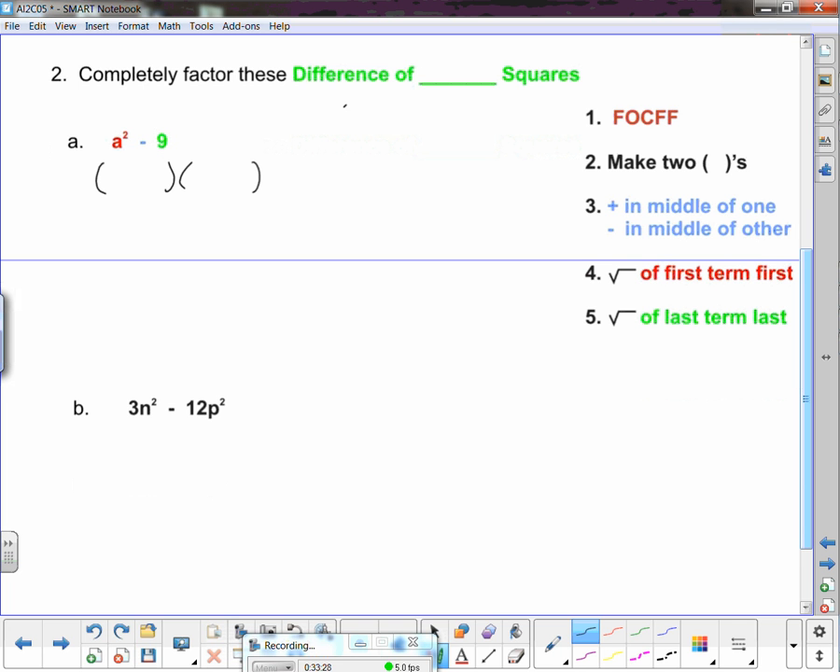I see it's a difference of 2 squares. I put a plus in the middle of one, minus in the middle of the other, always. I now say to myself, what's the square root of a squared? And I say it's a. And then I say to myself, what's the square root of 9? And I say that's 3. And I get a plus 3 times a minus 3. And I factor that difference 2 squares.